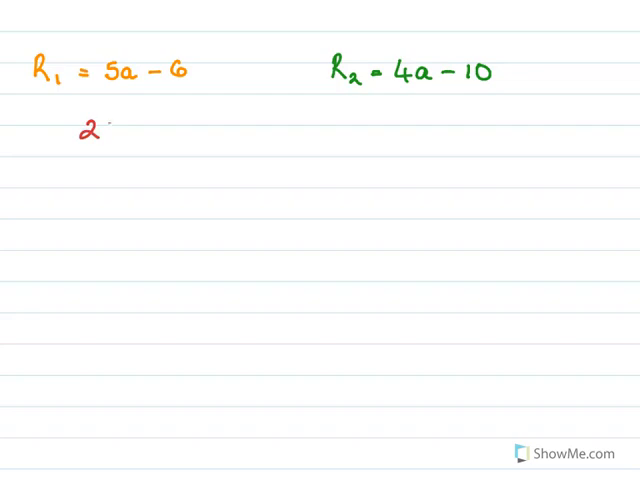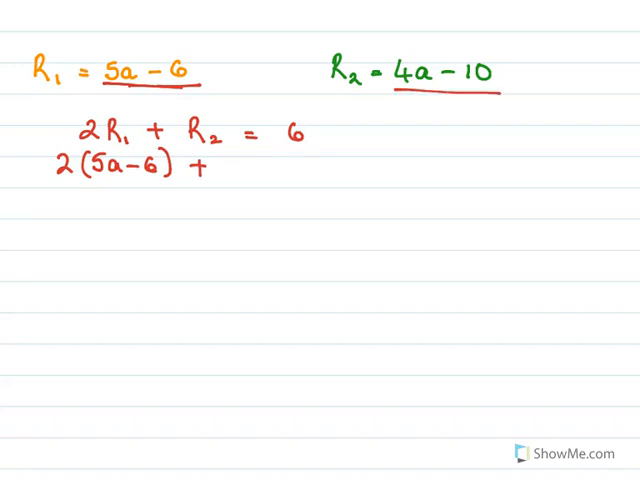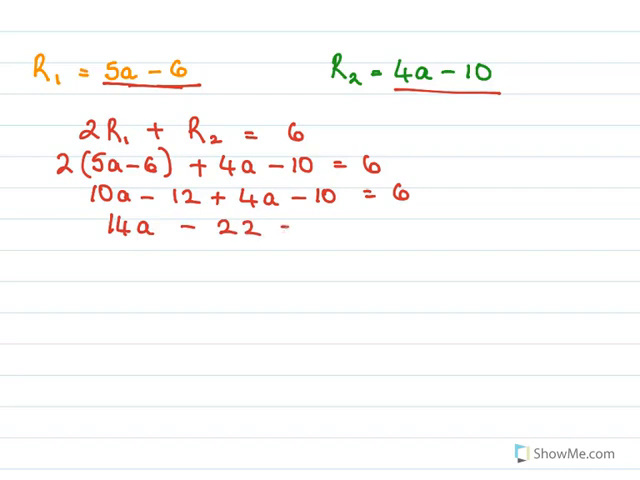And now it is given to us 2R1 plus R2 equal to 6. So let's put our values here. We have 2, we know our R1 here is 5a minus 6, R2 is 4a minus 10, equal to 6. So open the bracket: 10a minus 12 plus 4a minus 10 equal to 6. So I have 14a minus 22 equal to 6.